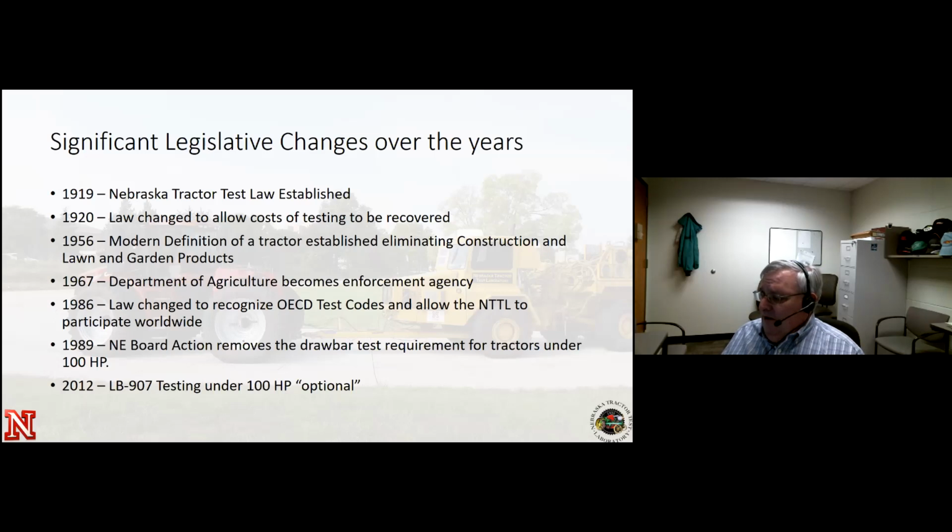In 1989, not through law, but through the Nebraska Tractor Test Board of Engineers, we removed the requirement for drawbar testing under 100 horsepower, as it was deemed tractors of that size and smaller just weren't used in drawbar applications significantly. And then the most recent change was in 2012, where we made testing under 100 horsepower optional. So there's a stick and carrot to that. If you're selling to professional farmers, you want to continue to test because the tax exemption for farmers is removed on non-tested tractors. If you're selling to just homeowners or utility type things that aren't agriculture, you need that test. But there's an incentive if you are selling to farmers to continue to test those smaller tractors.